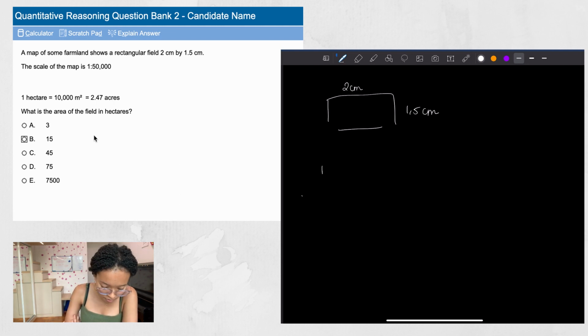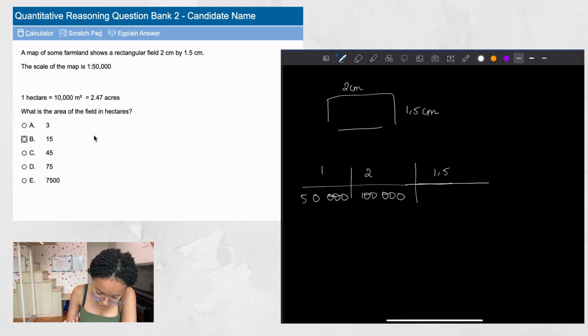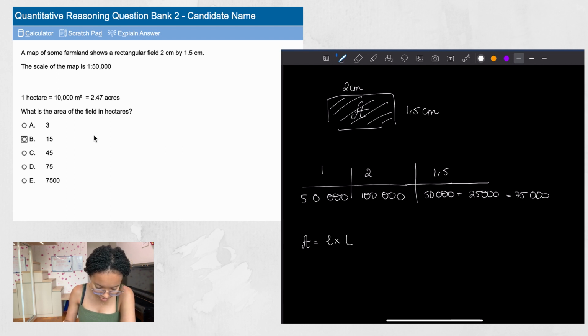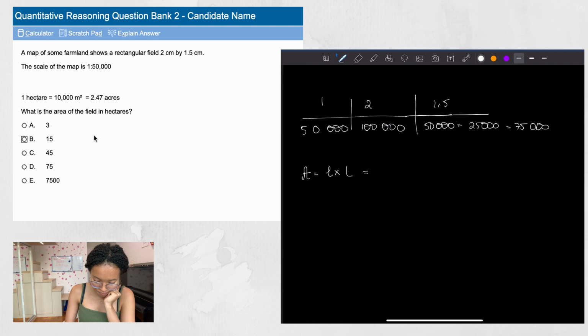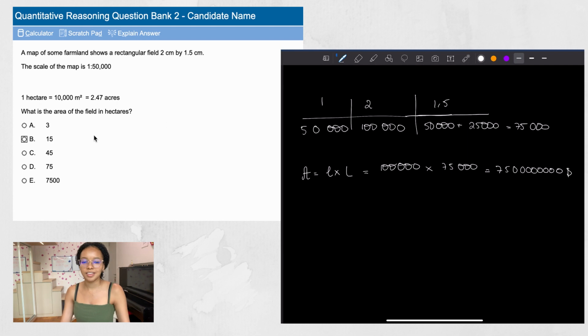So they say that 1 corresponds to 50,000. So this means that 2 corresponds to 100,000. Sorry, and that 1.5 corresponds to 50,000 plus 25,000, which is equal to 75,000. Then I would figure out what the area is. So the area is equal to length times width. I don't know how you say it in English. Longueur fois largeur, which is equal to 100,000 times 75,000, which is equal to this number here. I don't want to try to name it because it's just going to take too long.